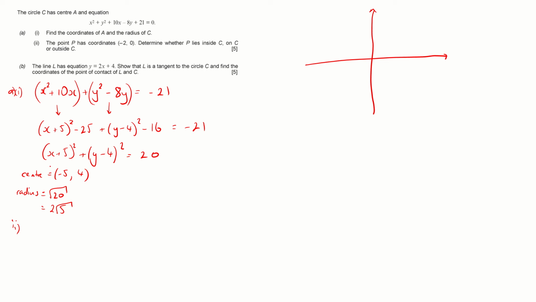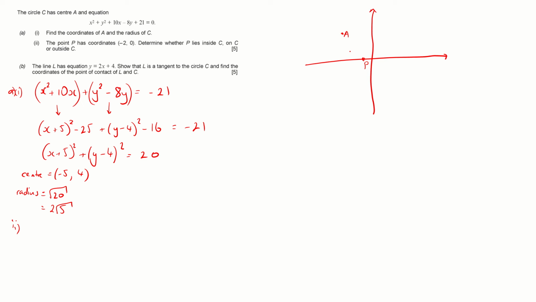So far, what we have is the center is (minus 5, 4). Let's say about there, that's A, which is the center of the circle. And we have another point, which is (minus 2, 0) here, which they're calling P. And we try and decide whether that's inside or outside the circle.